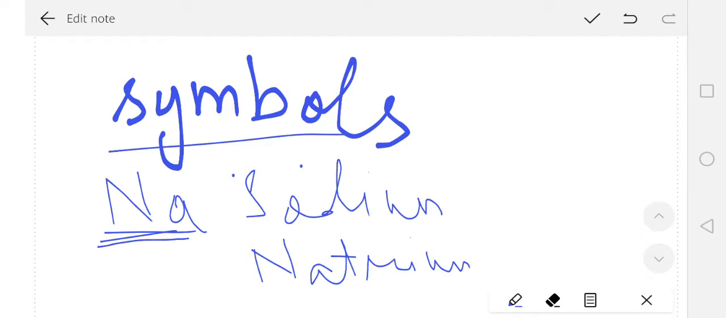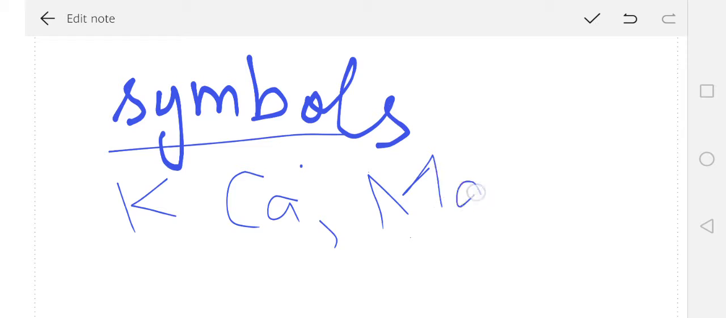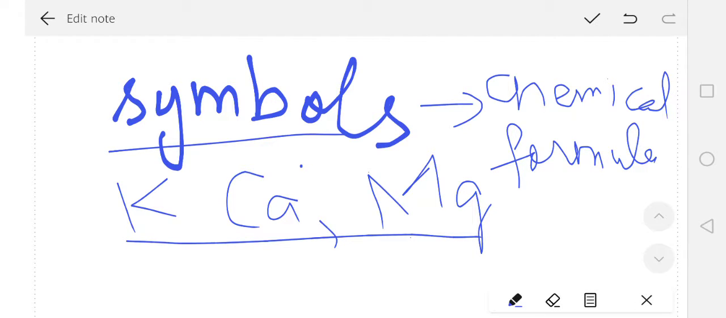Similarly, potassium has symbol K. Calcium has symbol Ca. Magnesium has symbol Mg. So these are the symbols. We write the symbols of elements for our A's, and we use these symbols in chemical formulas. Whenever we write a chemical formula, we use these symbols for our A's.